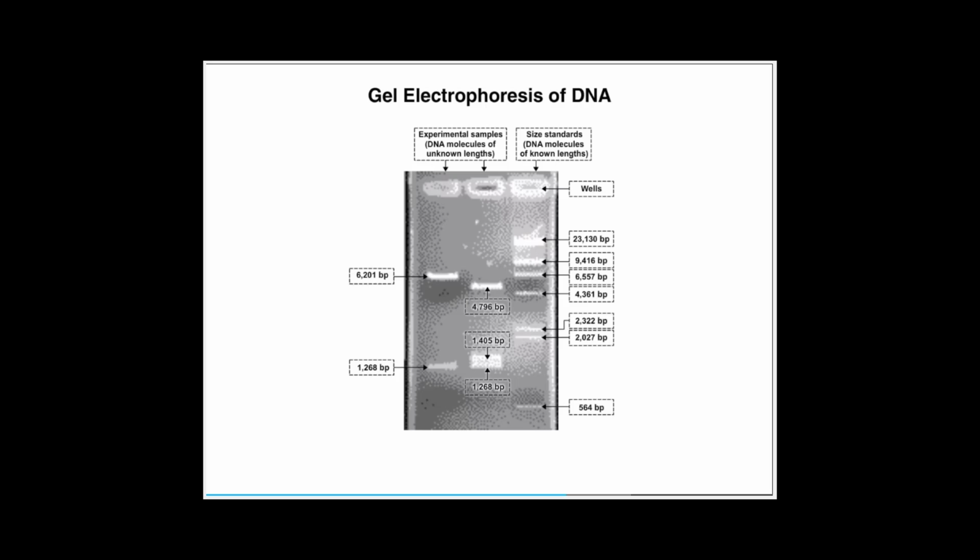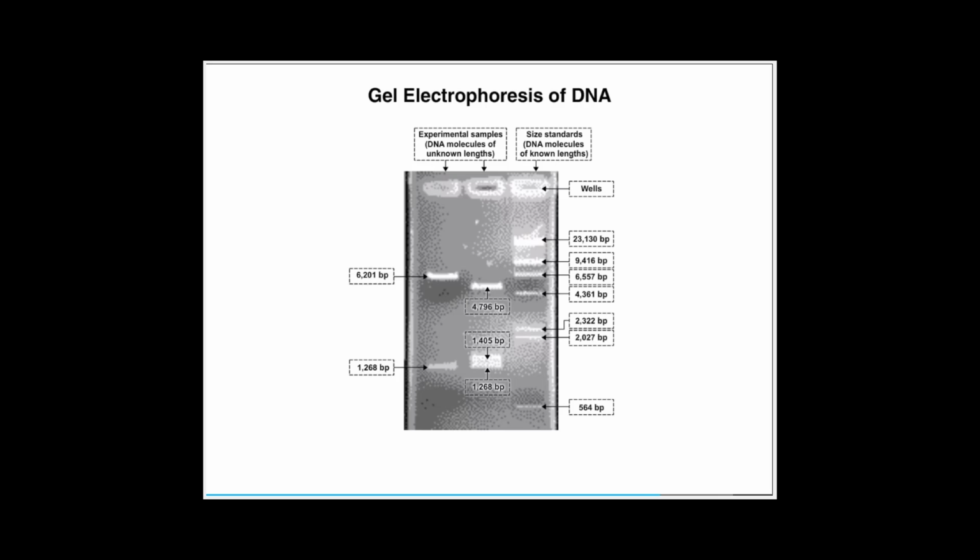The longest DNA molecules move the slowest, so they're at the top. They have 23,130 base pairs. Moving down, the DNA molecules in the bands have 9,416 base pairs, 6,557 base pairs, 4,361 base pairs, 2,322 base pairs, 2,027 base pairs, and finally 564 base pairs for the short, fast-moving DNA molecules.